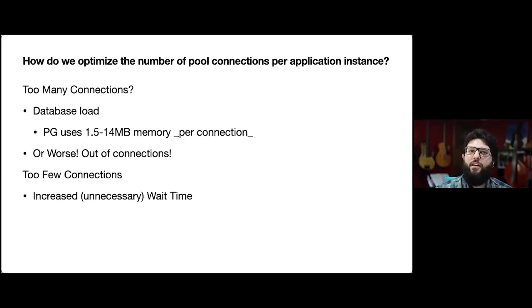How do we find the right number of connections? If we have too many connections to the database, this adds load both to the application for maintaining the pool of connection and record keeping, but also to your database. In Postgres, each connection uses about 1.5 to 14 megs of memory. So if you have 1,000 connections to your database, that's almost 1.5 gigabytes of memory used in the database just for your connections. That doesn't include whatever you're doing with those connections, any queries, loading any tables, keeping indexes in memory or anything like that.